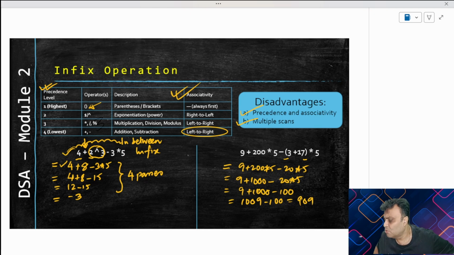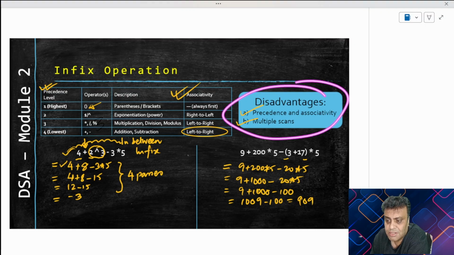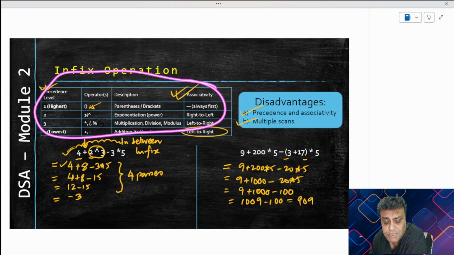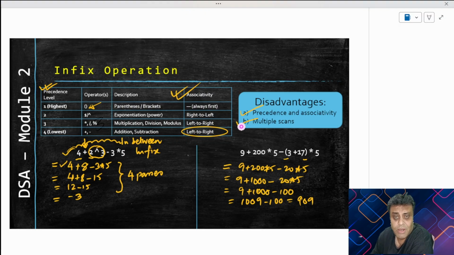And so that means that whoever you are giving it to, whether you are giving it to a human being or to a computer, these two points will always be hindrances. A computer will take more time because it will have to do multiple passes. So it will have to do a pass here, here, here, here, and if the expression is big, it has to do so many passes. And at the same time, it is also supposed to remember this associativity and precedence table and apply it while doing the passes. Right? So that's the disadvantage of an infix operation.